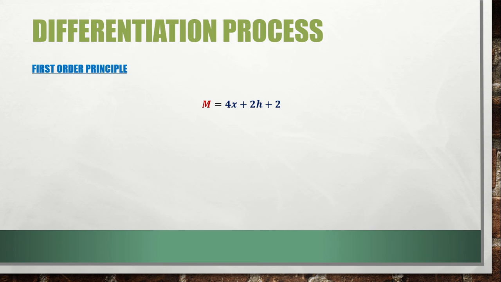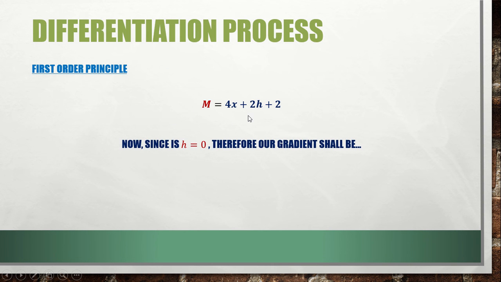After getting our graph, our derivative, this h is a small change which tends to 0. Therefore, because h is equal to 0, our gradient shall be m = 4x + 2. Does it make sense? h is a very small change. It tends to 0. So the moment h is 0, anything multiplied by 0 is 0. So you have 4x + 2.